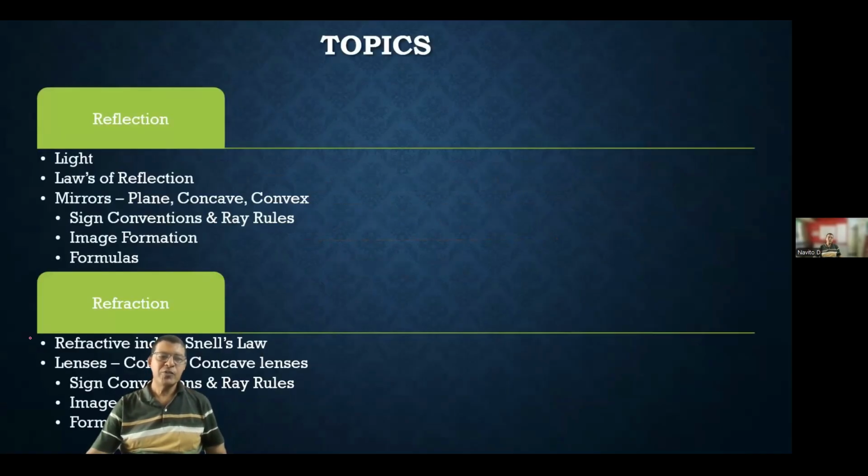So in this particular session, we're going to cover refraction, where we're going to see refractive index with respect to glass. Then we're going to see how Snell's law is used to explain the bending of light, which is the refraction. Then we're going to study how light behaves with lenses, which are convex lenses and concave lenses. We're going to see the various sign conventions and ray rules. Then we're going to see the image formation using the ray rules and then the formulas.